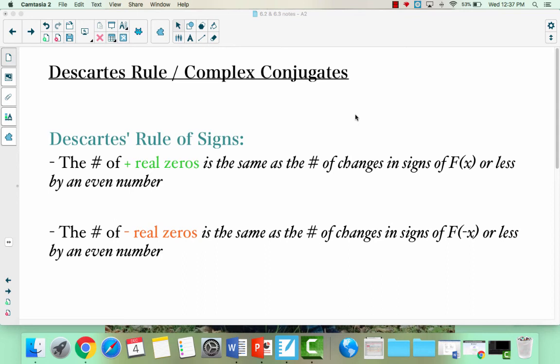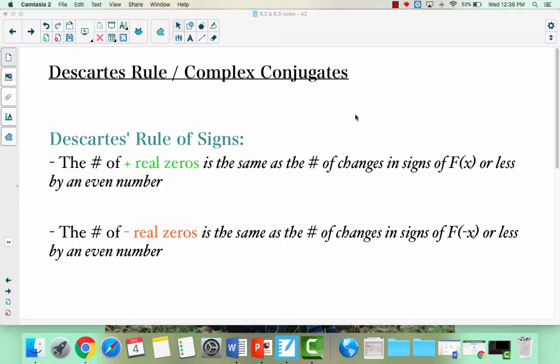In today's lesson, we're going to be learning about Descartes' rule of signs and complex conjugates, and in the next video, we're going to be also talking about the rational zero theorem. Descartes' rule of signs is basically a rule that allows you to identify the number of positive and negative and imaginary zeros. And this can be really helpful when you're trying to graph a polynomial or solve a polynomial in order to determine how many positive answers you're going to get, how many negative answers you're going to get, or how many imaginary answers you're going to get.